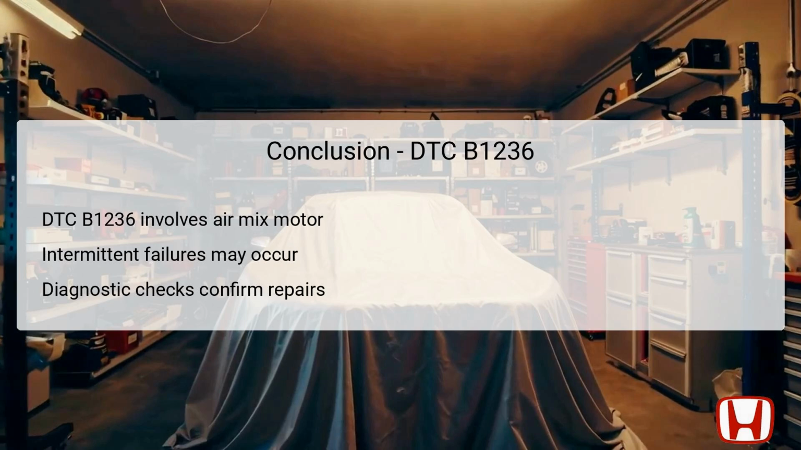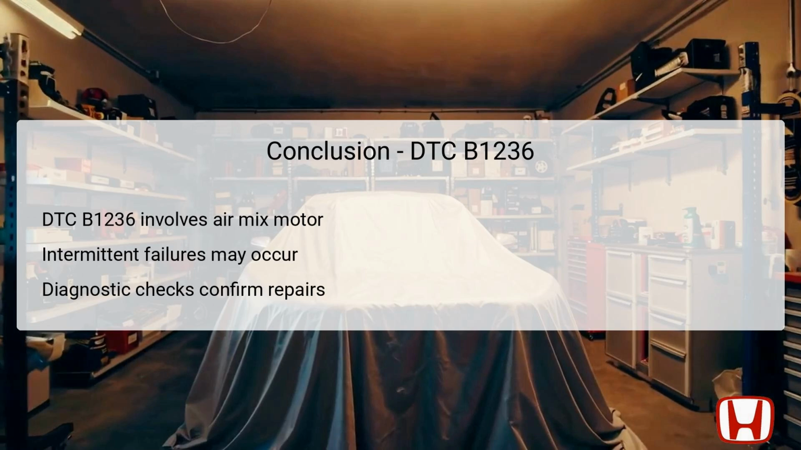In conclusion, addressing DTC B1236 is crucial for maintaining the comfort levels inside a Honda Accord from 2008 to 2012. This trouble code directly relates to the passenger's air mix control motor circuit and requires careful diagnosis to ensure that the wire connections, components, and climate control functionalities are intact.